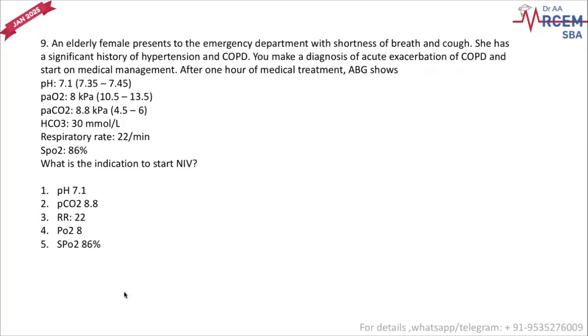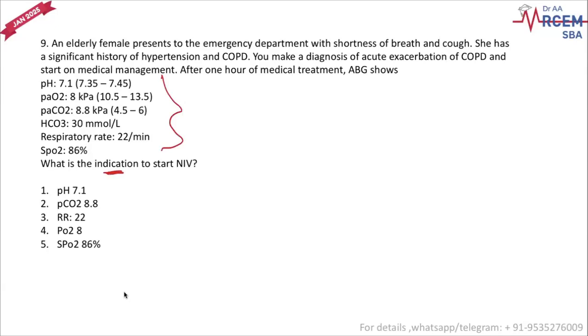An elderly female presents to the ED with shortness of breath and cough. She has a significant history of hypertension and COPD. You make a diagnosis of acute exacerbation of COPD and start medical management. After 1 hour of medical treatment, the ABG is shown below. This is the ABG that you are having.